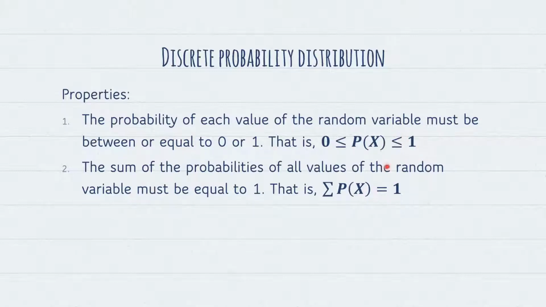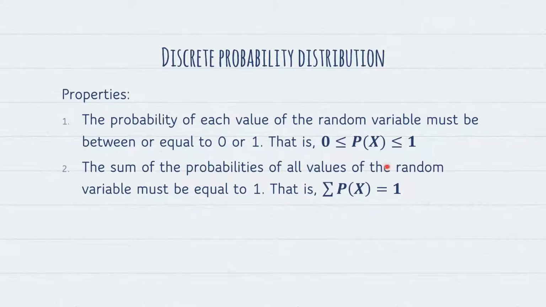So, for every value of our random variable, the corresponding probability should be between 0 and 1. 0 will be the lowest and 1 will be the highest. Okay? It can be in between. It can be 1/2, 0.75, and so on, as long as it is between 0 and 1.